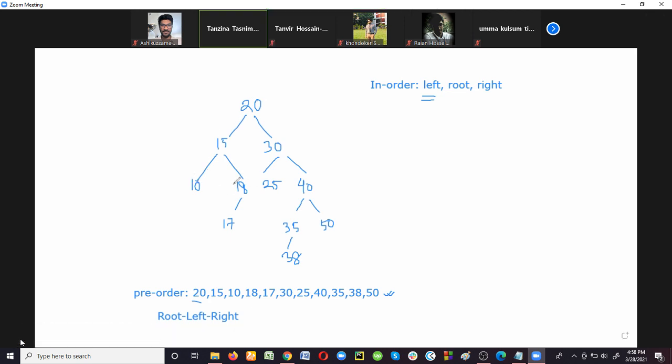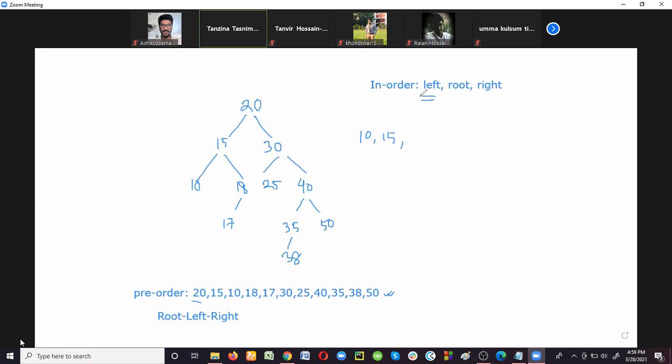So which child will be traversed first? The left one. Look at the sequence. Take the left child first. So we will take 10. After that, root. For 10, the parent node is 15. The root node is 15. So after taking the left child, we will take 15, which is the root node. And then the right child of that node 15. Which one is the right child? 18. But 18 is not a leaf node. It's a parent node or a root node which has a child node. So can we take 18 now?